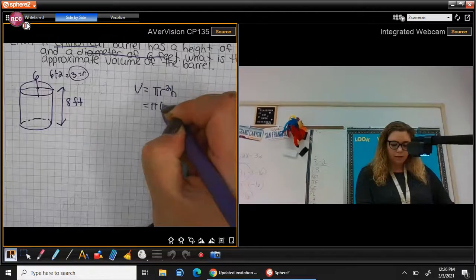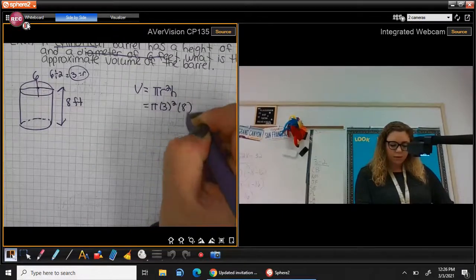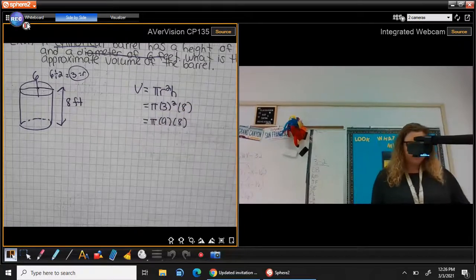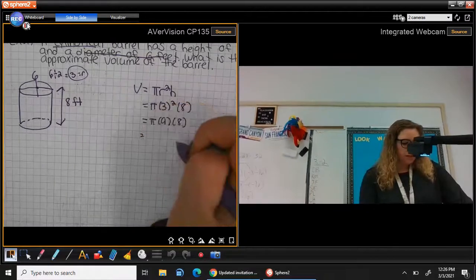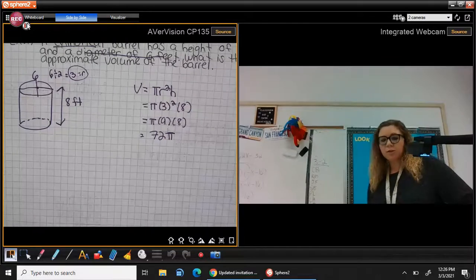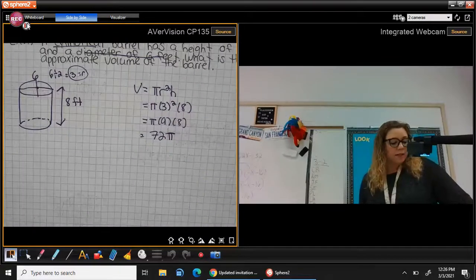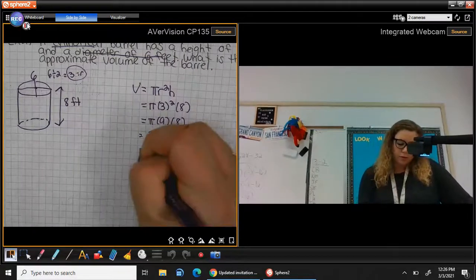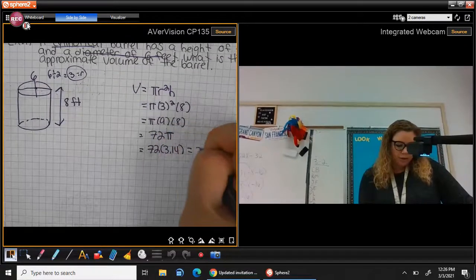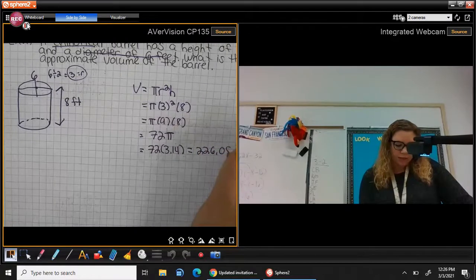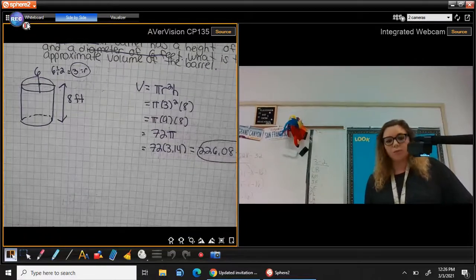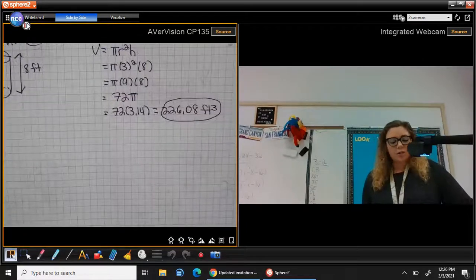So I'm going to have 3 squared times 8. 3 squared is 9. 9 times 8 is 72. So again, if this is one of the answer choices, you can stop. However, if they have a decimal or a number, you're going to need to do 72 times 3.14, and that's going to give you 226.08 feet cubed, because we're talking about the volume. Okay, and that's how you're going to do that.